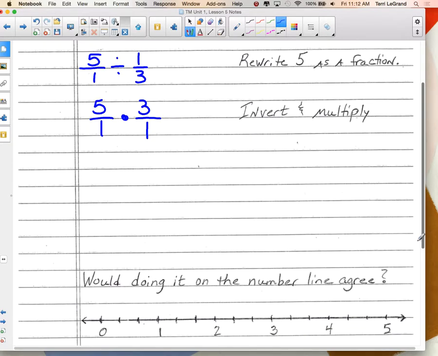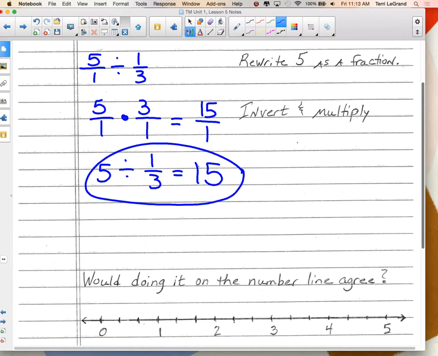Which method do you think we have to use this time for multiplying? Can we simplify this one first, do you think? Is there anything that you could divide out of a numerator up there that you could also take out of the denominator that would change anything up? No. So this time we are just going to multiply right away. 5 times 3 is 15. 15 over 1 is 15. So we're going to say that 5 divided by 1/3 equals 15. There's our final answer.